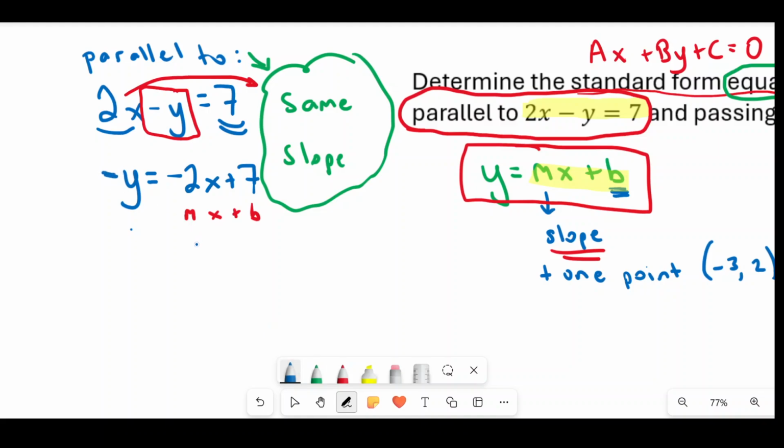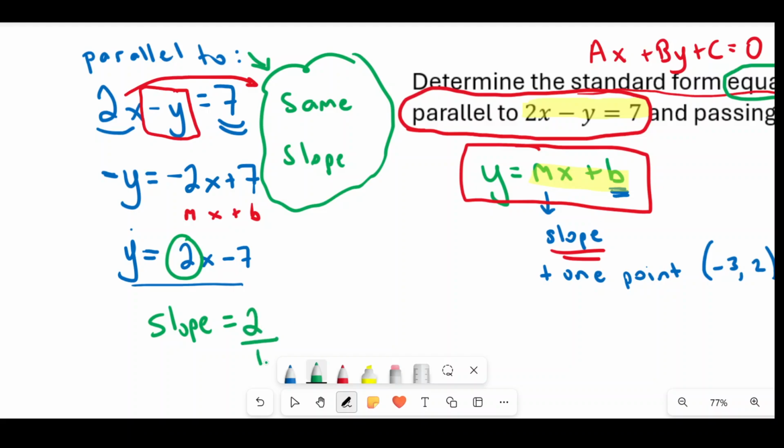I want y equals mx plus b. So the next thing I'm going to do is multiply by -1. So everything gets multiplied by -1. -y becomes y, -2x becomes +2x, and +7 becomes -7. So this is the line that I was given in slope-intercept form. And again, the reason why I did that is because I needed the slope of this line. The slope of this line equals 2.